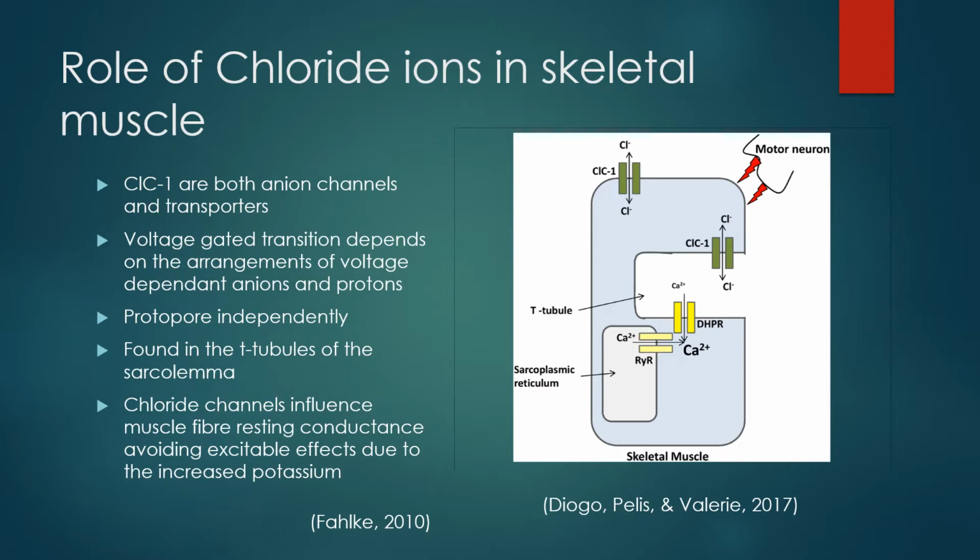Voltage-gated chloride channels can be found in the T-tubules of the sarcolemma. This allows for rapid communication for muscle excitability. Action potentials that result in depolarization due to the influx of potassium within the motor neuron junction travel down the T-tubules. These action potentials activate chloride channels, which influence muscle fiber resting conductance to avoid the excitable effect at the sarcolemma.